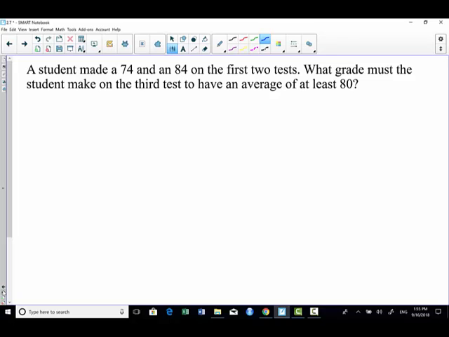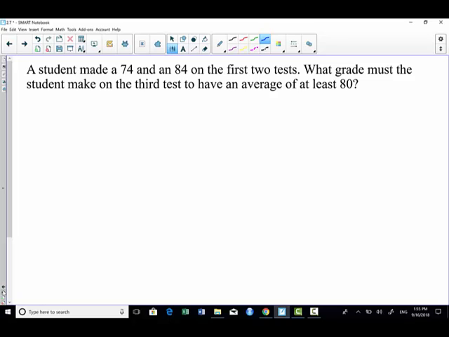A student made a 74 and an 84 on the first two tests. What grade must the student make on the third test to have an average of at least 80? Which means that student is shooting for a B. Some students can figure this out without using application of solving inequality. But if you try to apply the strategy we learned previously to solve an equation, you can solve this problem easily as well.